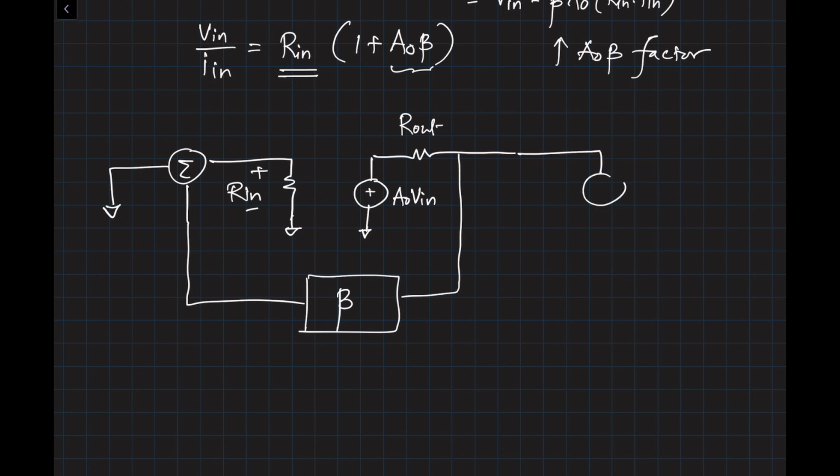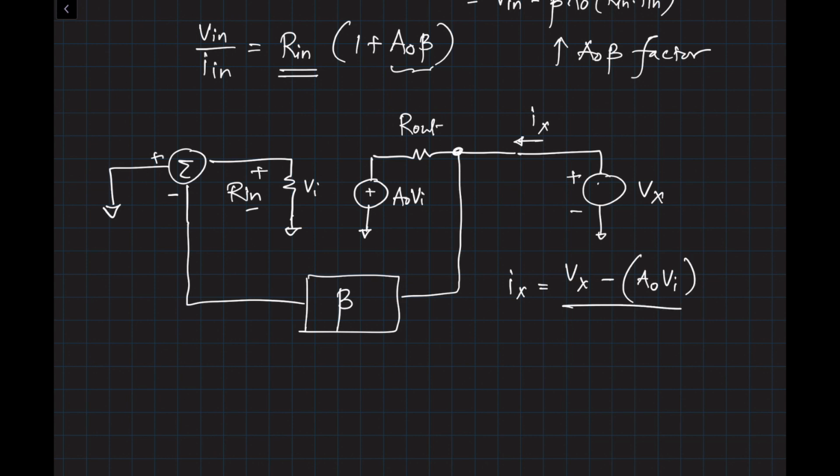So here we apply a test voltage source at the output, Vx, and then we try to measure what is the Ix going in. So Ix is equal to the voltage Vx at this point, so Vx minus A0 Vi, divided by Rout. And Vi is given by minus beta times Vx, with the negative sign because we are subtracting at the input, and the result will be Ix is equal to Vx plus A0 beta Vx divided by Rout.